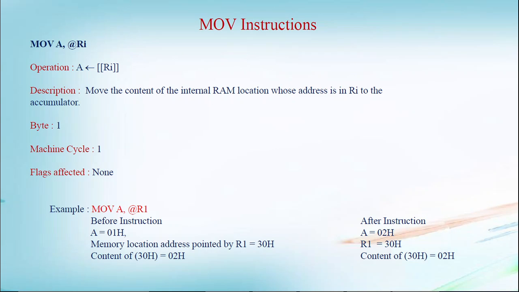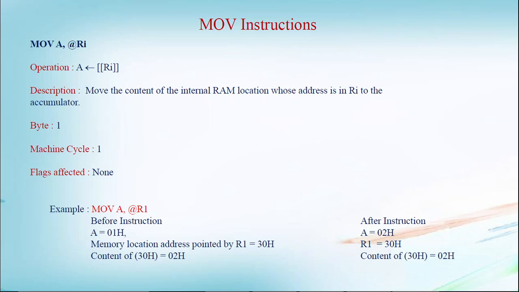Then MOV A comma @Ri. It means move the content of the internal RAM location whose address is in Ri to the accumulator. It requires 1 byte and 1 machine cycle. Example, MOV A comma @R1.